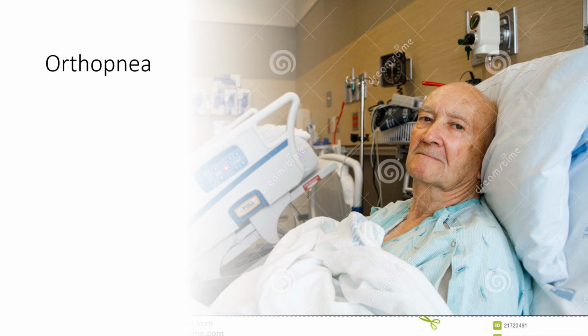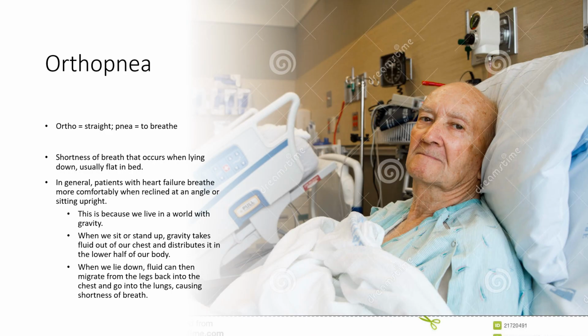Another type of shortness of breath that people can have is called orthopnea. Ortho is a Greek word for straight, and pnea means to breathe, so it refers to breathing when you are in the straight position, i.e. flat. So it's shortness of breath that occurs when lying down, usually flat in bed. And in general, patients breathe more comfortably when they are reclined at an angle or sitting upright. And this is because we live in a world with gravity. When we sit or stand up, gravity takes fluid out of our chest and distributes it in the lower half of our body. But when we lie down, fluid can then migrate from the legs back into the chest and go into the lungs, causing shortness of breath.